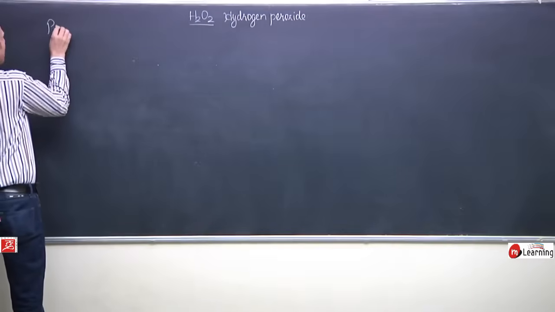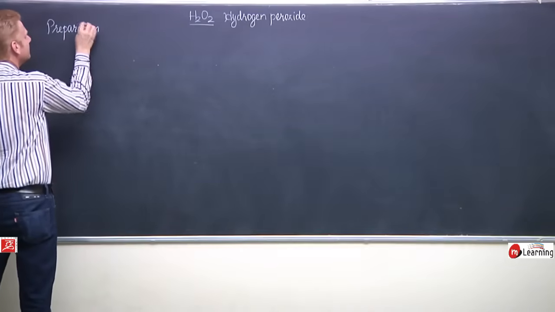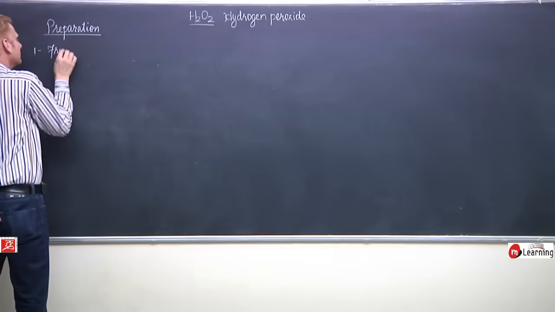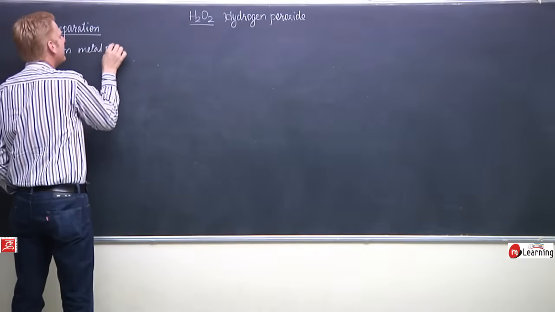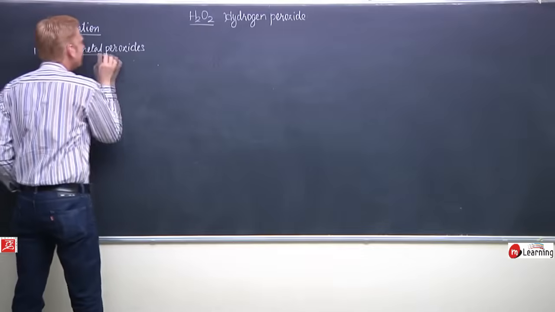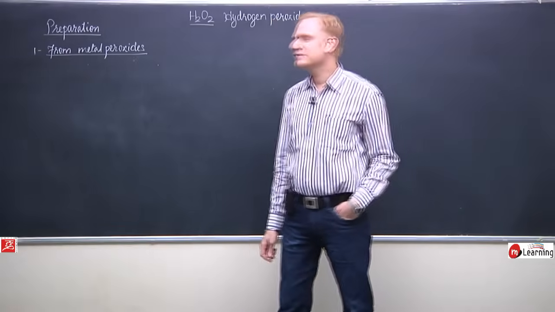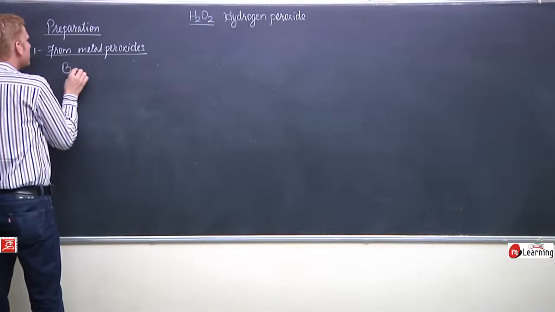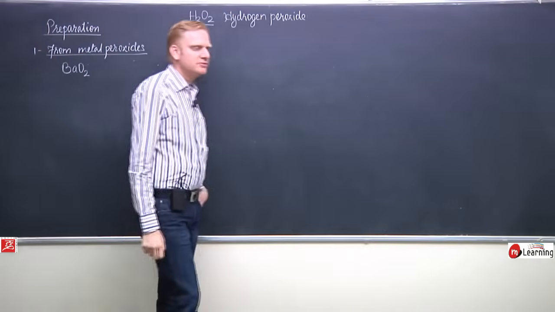Let us talk about the preparation of hydrogen peroxide. One is from metal peroxides. One of the methods of preparation of hydrogen peroxide is from the metal peroxides. Especially the peroxide used for this purpose is barium peroxide.